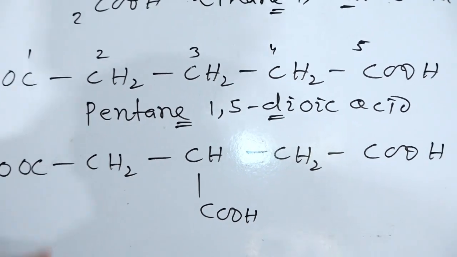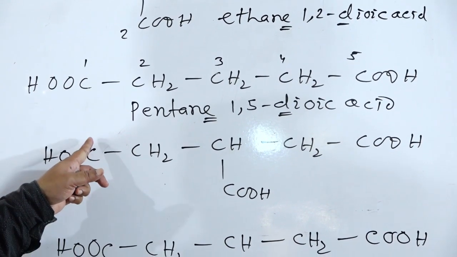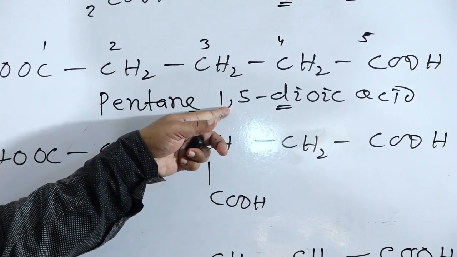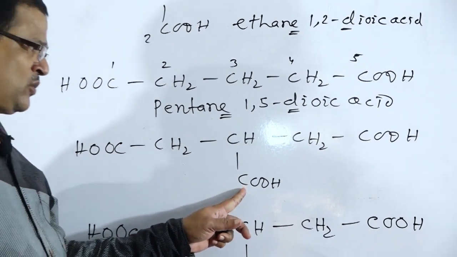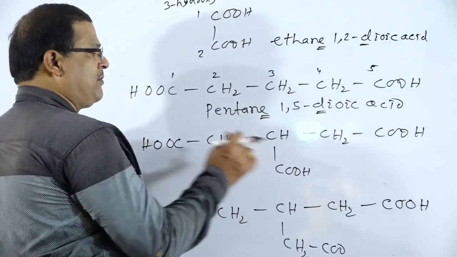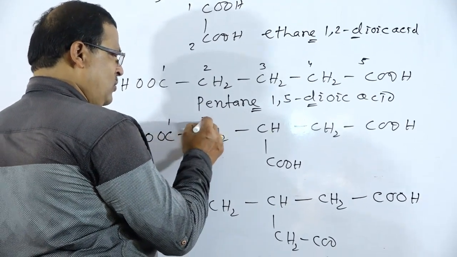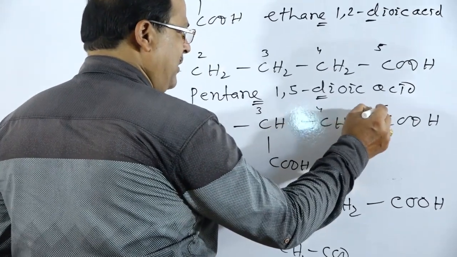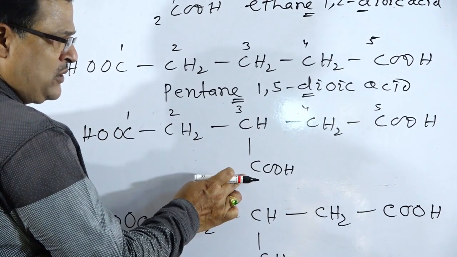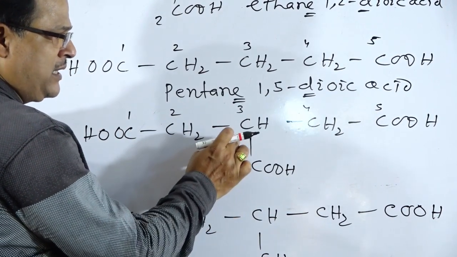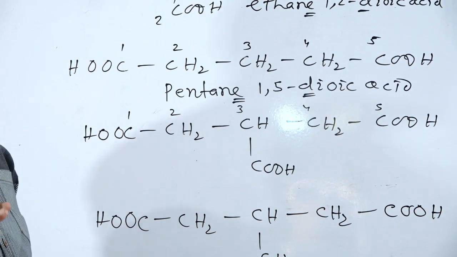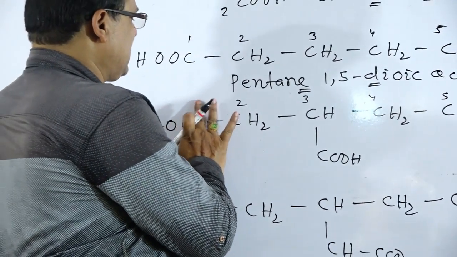Similarly, if we write the numbering from this carbon atom, 1, 2, 3, 4, 5, this will be the wrong numbering, because the COOH group is directly linked to that main chain, and that is left behind. For example, 1, 2, 3, 4, 5. If we number in this manner, then the other COOH group is directly linked to that main chain, and that is left behind. Therefore, according to IUPAC naming, this numbering is wrong.